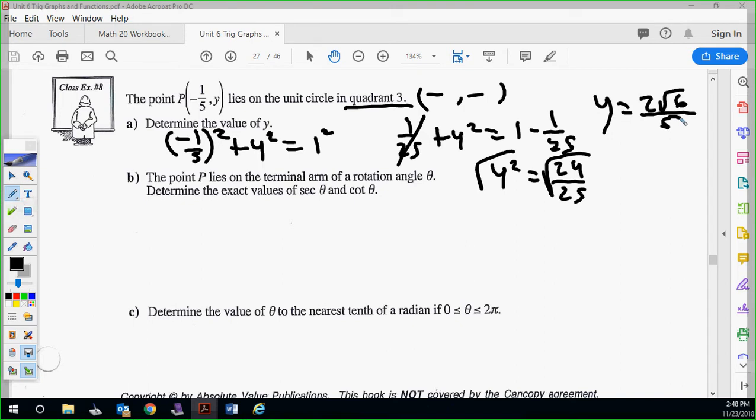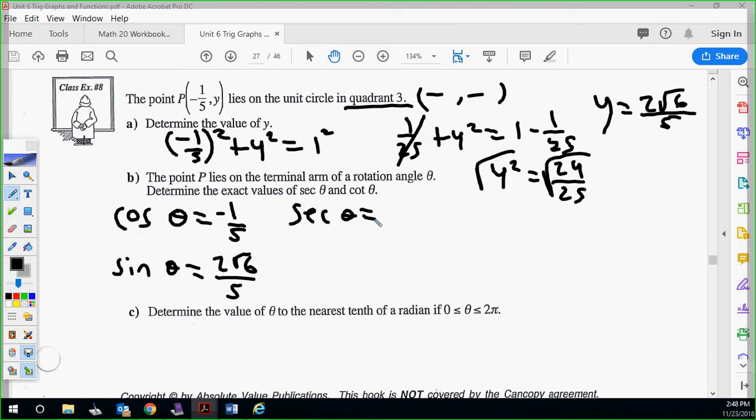Okay, so the point P lies on the terminal arm of rotation angle theta. Determine the exact values of secant and cotangent theta. So what we've got to do now is figure out, okay, cosine is the x value. So cosine theta is negative 1/5. And then we know that sine theta is the y value, which is what we just found, 2 root 6 over 5. So it wants to know secant. Well, secant is the flip of cosine. So secant theta is simply going to be negative 5, 1/5 flipped.